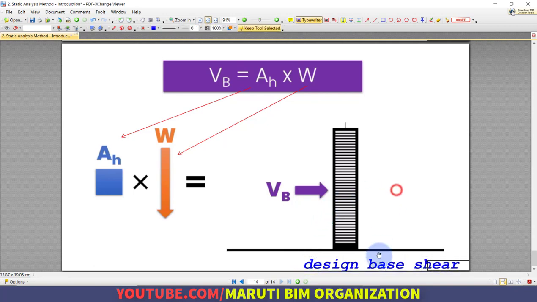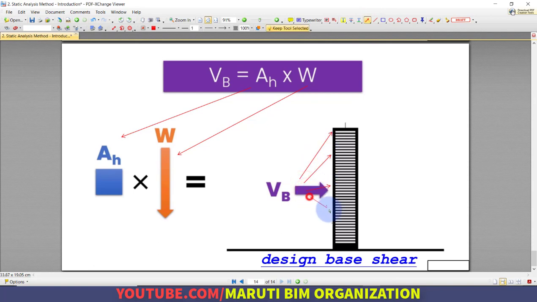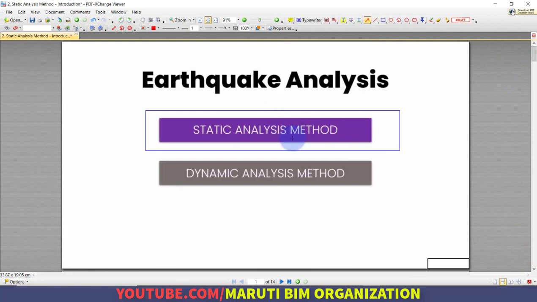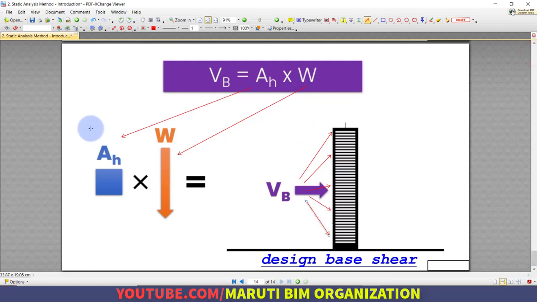So this design base shear we are going to calculate, and the value of design base shear is divided into each and every floor. तो मान लो कि आपने एक वैल्यू कैलकुलेट की और आपके जितने भी फ्लोर हैं वो सभी फ्लोर में ये वैल्यू को हम डिवाइड करेंगे. Okay, so this is how our first method, that is static analysis method, we are going to calculate. So in the next video, we are ready to calculate the AH value. Then after, we will also calculate the W value. We will multiply these two values. So we will get the VB, that is design base shear.